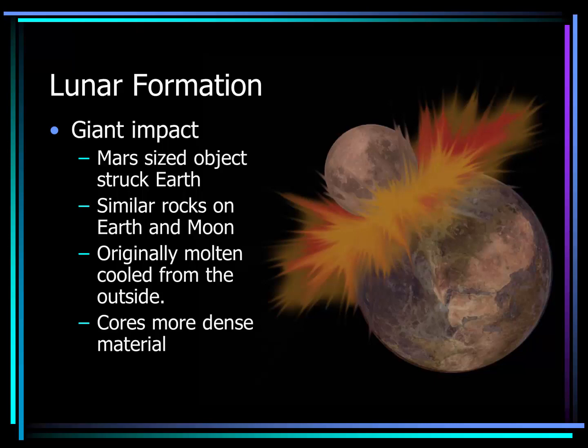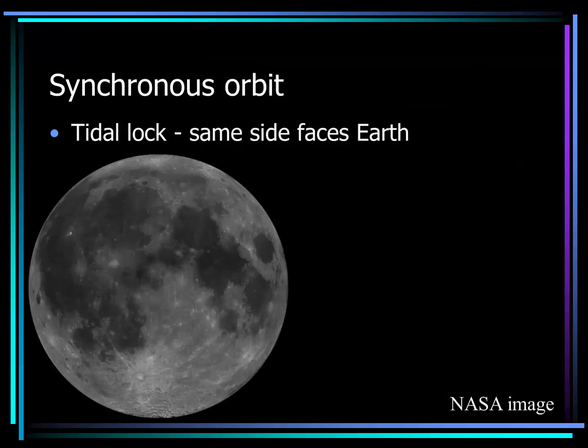In this process, the molten material differentiated. Due to the force of gravity, more dense material coalesced in the center of the object, with the lighter silicate-type rocks rising to the surface. This theory also explains our synchronous orbit. We say the Moon is tidally locked. The same face of the Moon always points towards Earth.